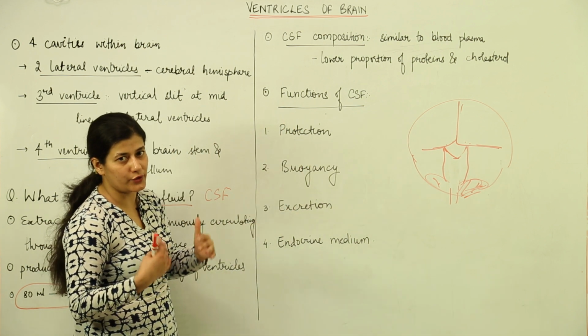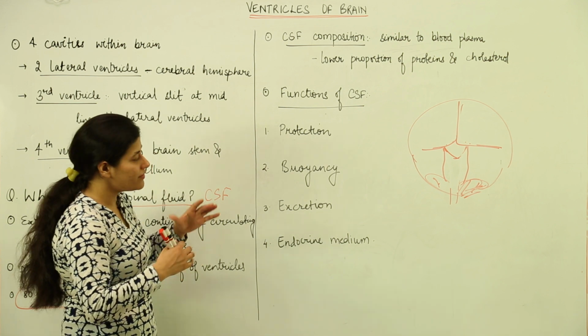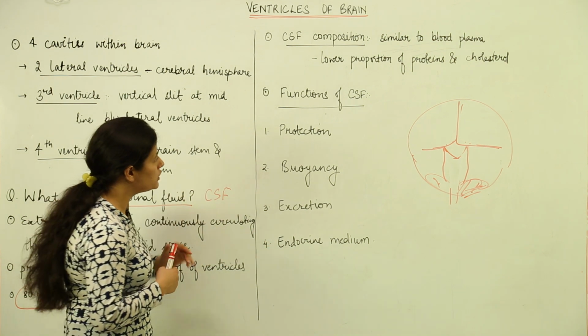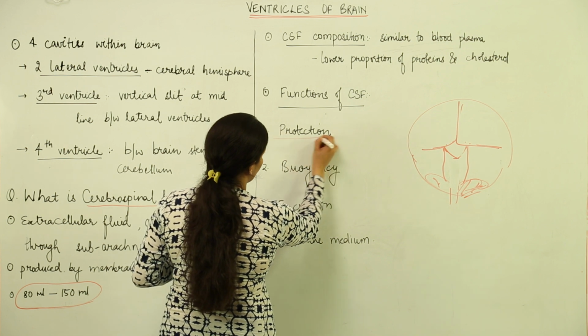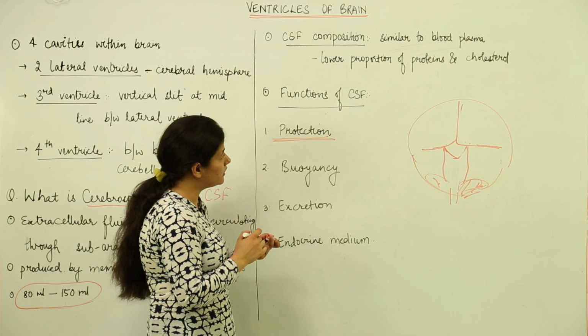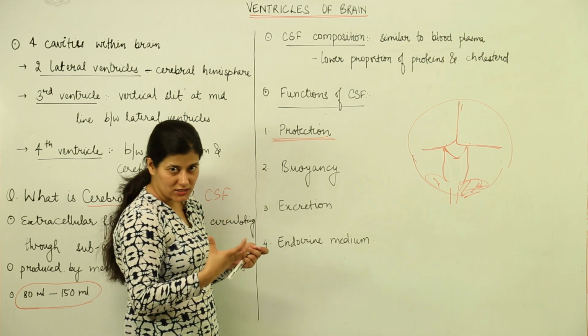Why do we have this fluid that is continuously circulating in our central nervous system? There are 4 major functions which are enlisted over here. One by one we are going to understand what is that. First function is providing protection. Now, how does this cerebrospinal fluid provide protection to the brain and the spinal cord?